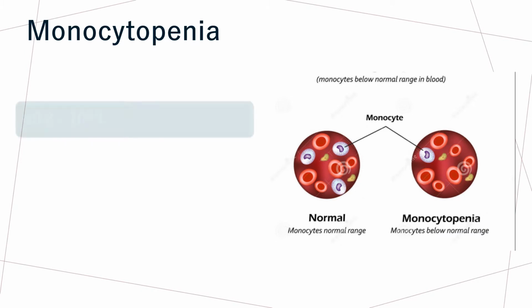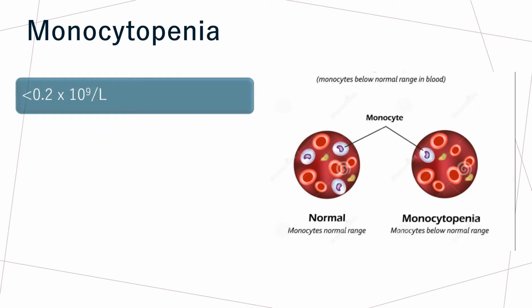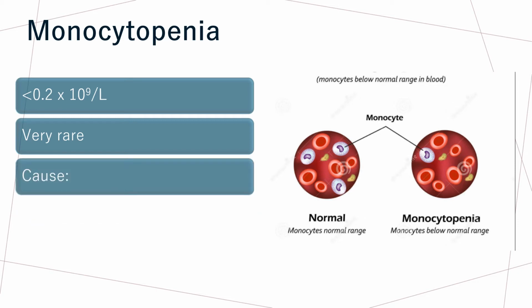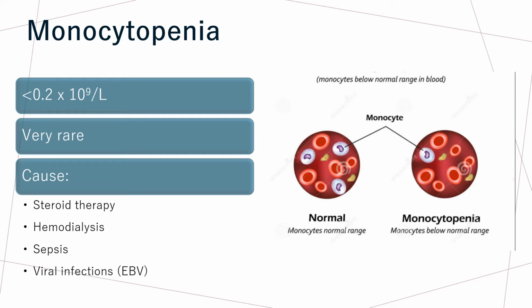Monocytopenia is defined as an absolute monocyte count of less than 0.2. This is very rare in conditions that do not also involve cytopenias of other lineages. Absolute monocytopenia has been found in patients receiving steroid therapy, hemodialysis, or patients with sepsis. Viral infections, especially those due to the Epstein-Barr virus, can cause monocytopenia.